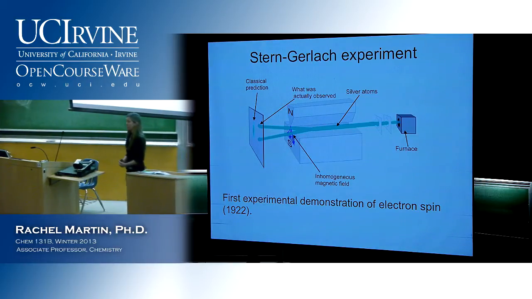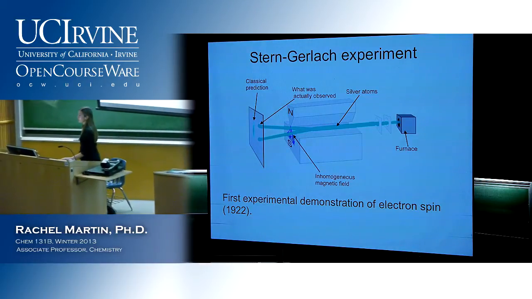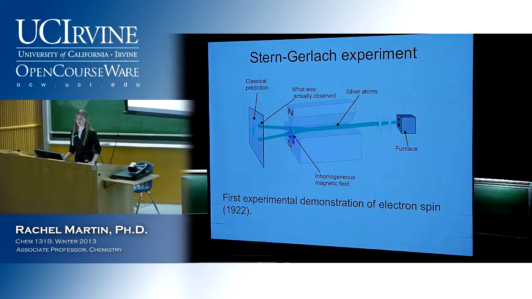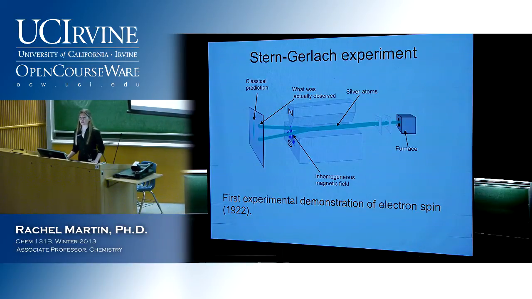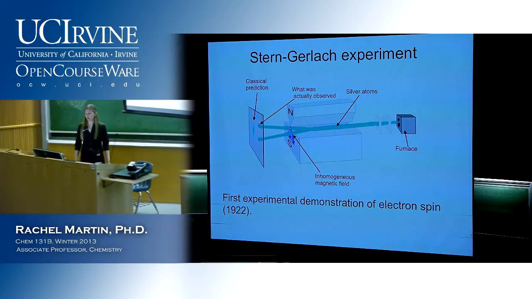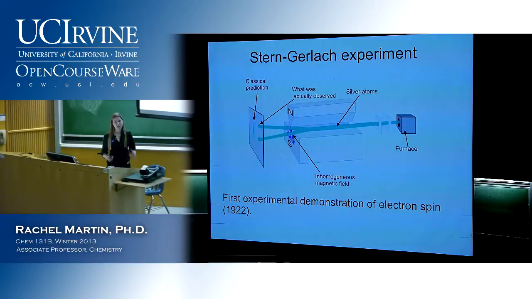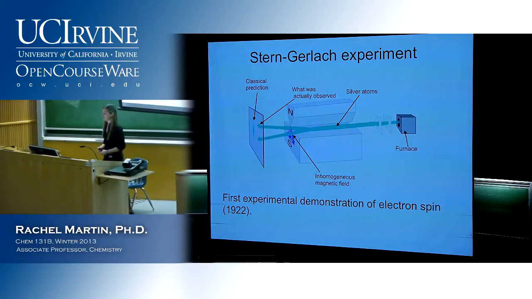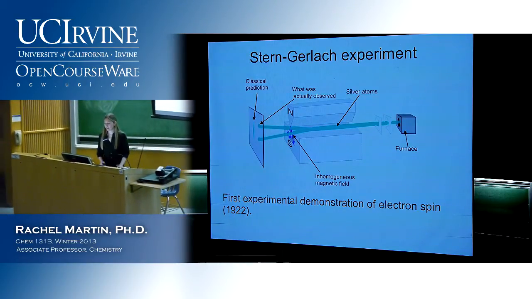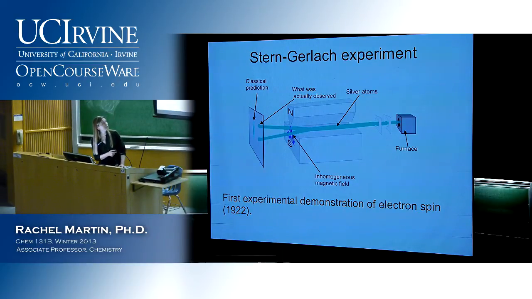So what they did is they had a bunch of silver atoms, and if you remember electron configurations from general chemistry, silver atoms have one unpaired electron. The rest of the electrons are all in a closed shell, so they're not really contributing anything to the effect. We're just looking at the effect of that one unpaired valence electron. And what they did is they heated up a bunch of silver in a furnace so that they had a bunch of the atoms coming out in a vapor. And then they ran that beam of silver atoms through an inhomogeneous magnetic field.